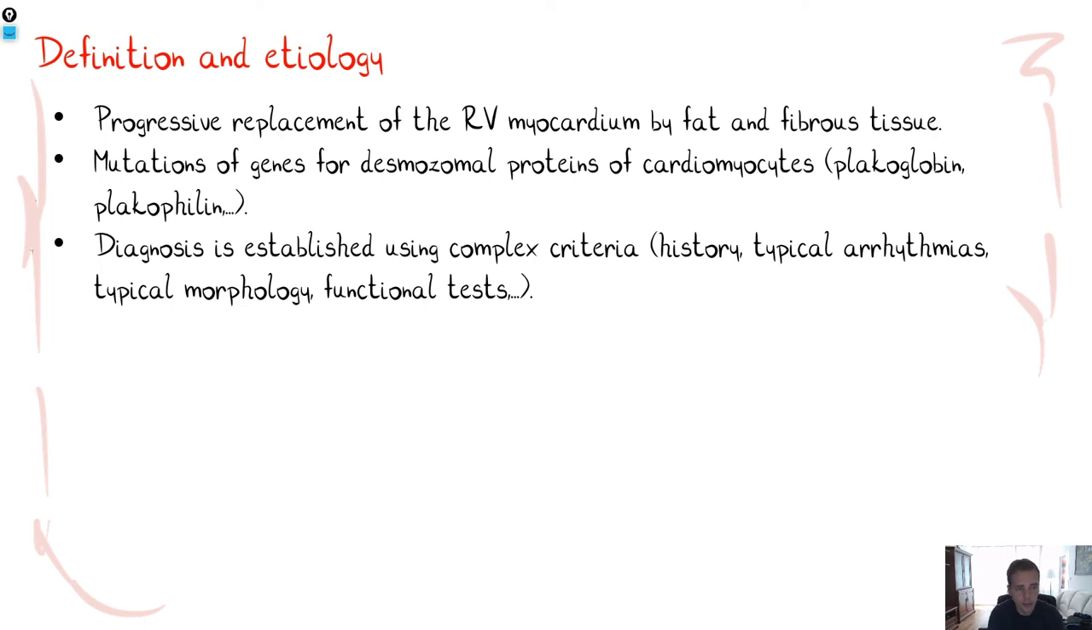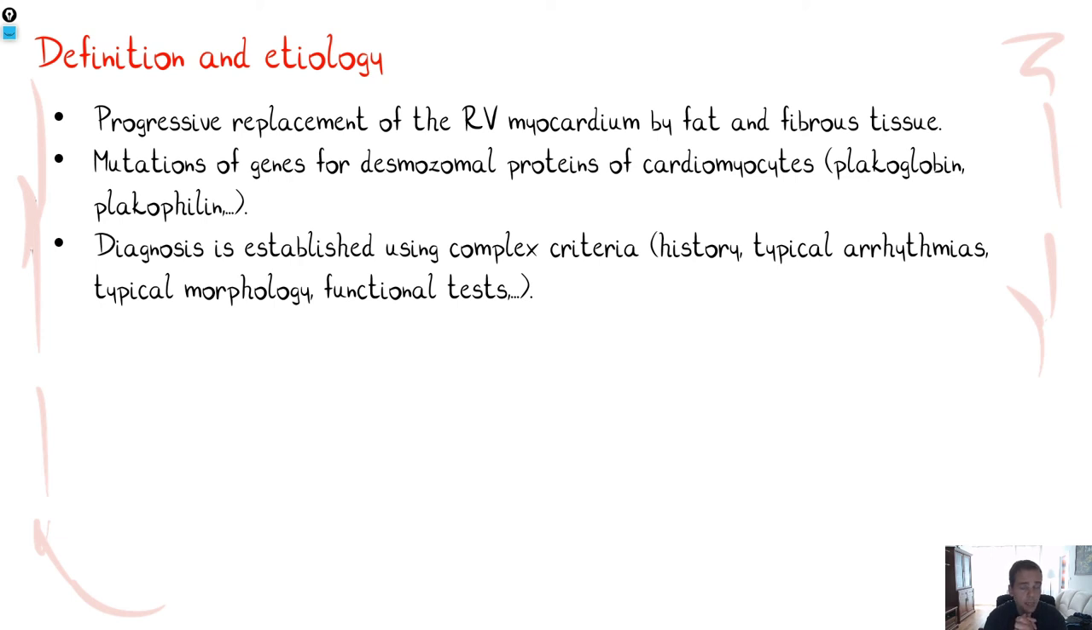And the cause is some mutation of some gene for desmosomal proteins of cardiomyocytes, plakoglobin, plakophilin, and many others. So there are several mutations of the genes for desmosomal proteins. And as a result, the cardiomyocytes cannot stay together and they will just fall apart and they are replaced by fibrosis and fatty tissue. The presence of the fibrosis is quite important because in previous times, the definition was based only on the fatty replacement. But now we know that there always needs to be both the fat and fibrous tissue that replaces the myocardium. And as I said, the background is some mutation of some gene for desmosomal protein, such as plakoglobin, plakophilin, and many others.